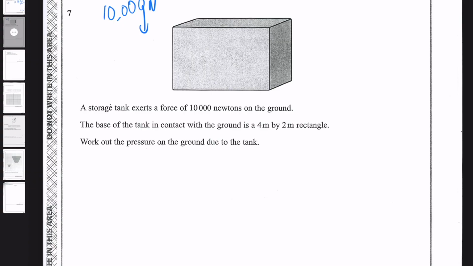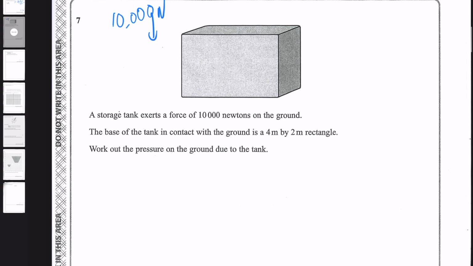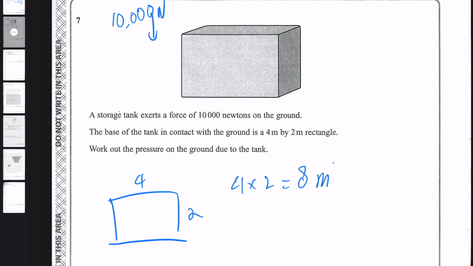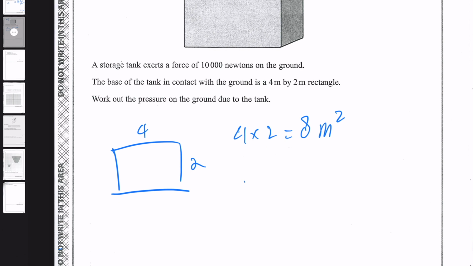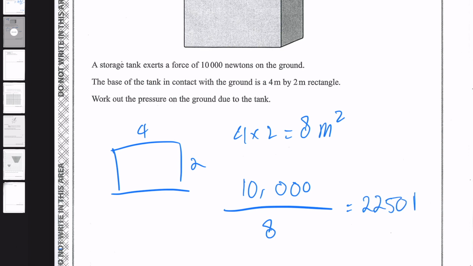So if we put that formula into this context, 10,000 newtons is coming downwards, as we've said, and the area of the box in contact with the ground is going to be 4 times 2. So 4 times 2 equals 8 meters squared. So that means the pressure has to be 10,000 newtons divided by 8 meters squared, which gives you 1,250, and it's going to be newtons per meter squared.